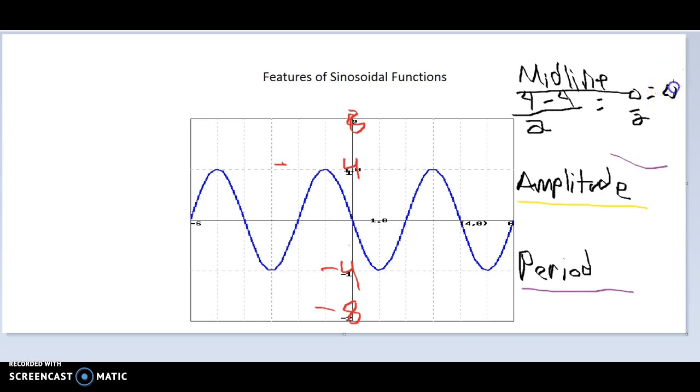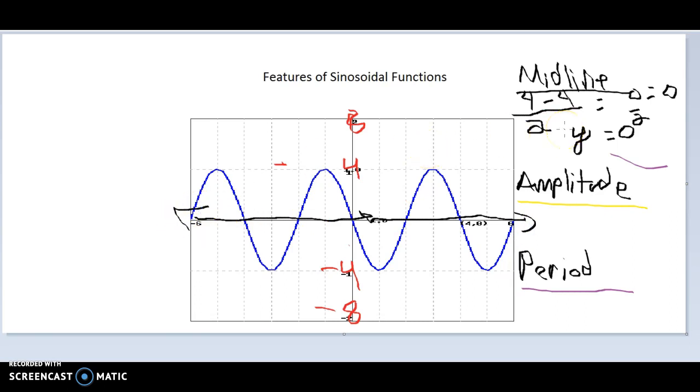This average that we take in order to find the midline of our function is going to be a y value. So y is going to equal 0. That's our midline. So right here I'll draw it. It's basically just the x-axis where y equals 0.